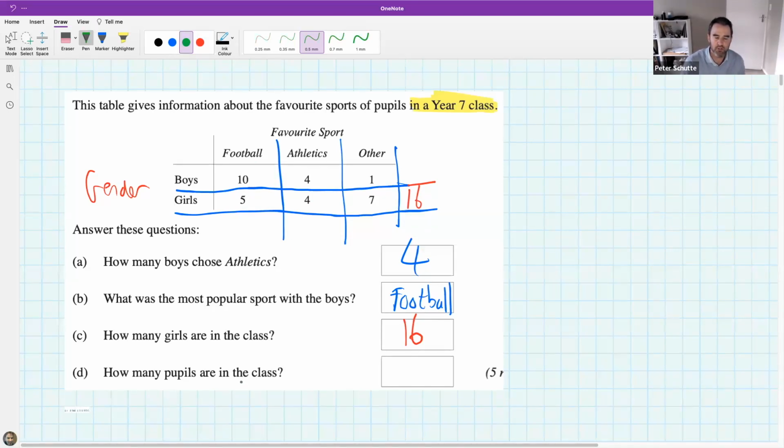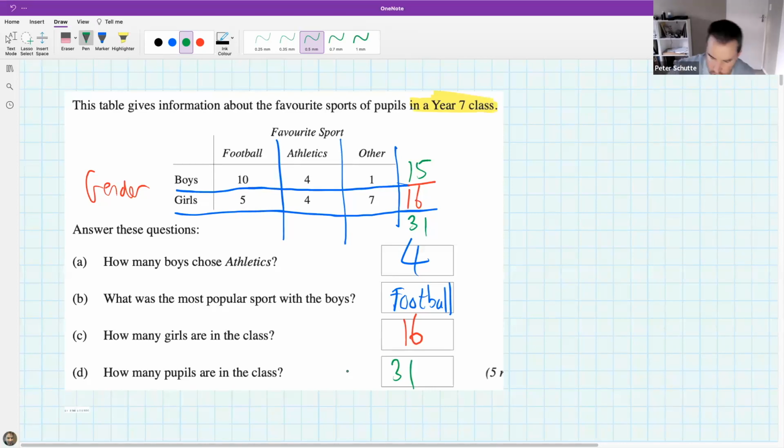How many pupils are there in the class? So I'm going to total up my boys. And then I'm going to total up both genders and I'm going to get 31.